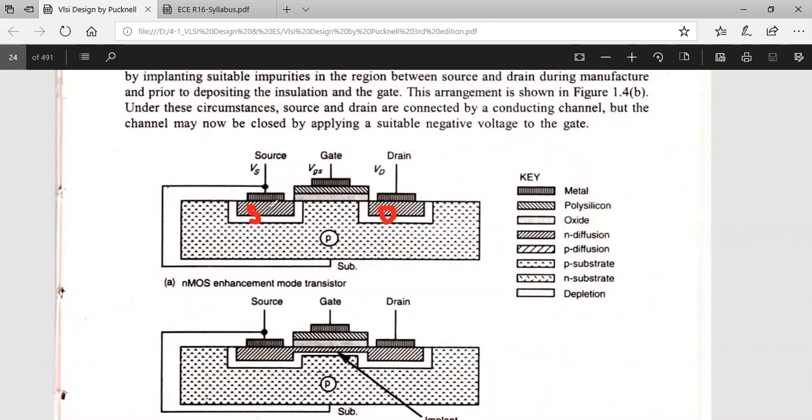It is already mentioned, but generally when I indicate this, I indicate it with N plus. Here also I will be indicating with N plus. N plus and N plus indicate that it is highly concentrated. This is the P-type substrate. This is silicon dioxide, which will be under the gate material, right? This is the gate material, which is made with polycrystalline silicon. We will simply call it polysilicon.